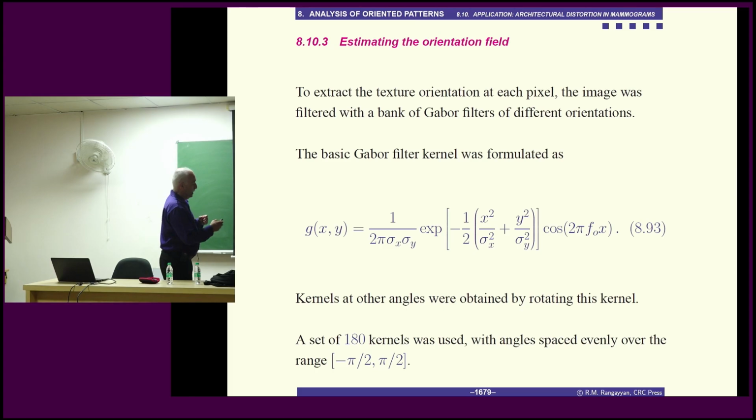So Fabio developed his PhD thesis based on these concepts. The basic Gabor filter is the same, Gaussian, but we only use cosine. So it is a bit simpler to interpret now, a Gaussian modulated by a sinusoid. Previously, we had the j 2 pi W put inside the exponential. Here it is shown separately. A set of 180 kernels was used with angles spaced equally, from minus pi over 2 to plus pi over 2.